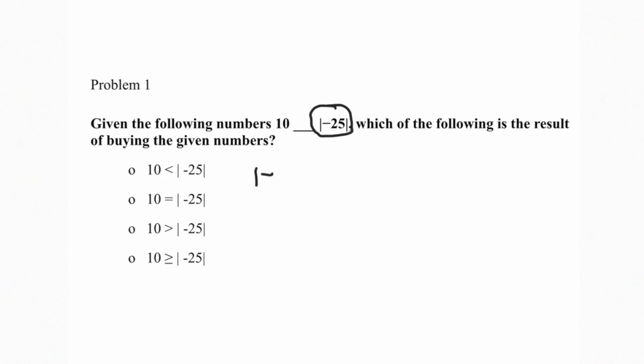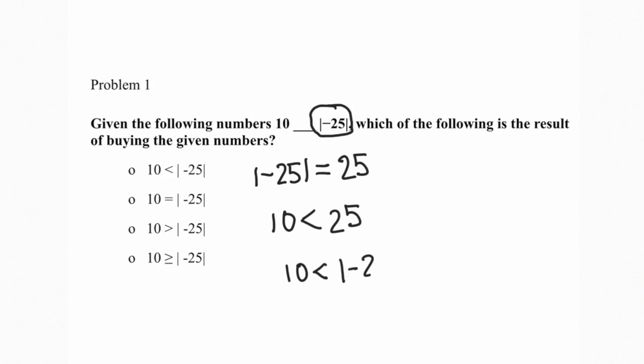We're going to convert absolute value of negative 25 into standard form. This is going to be positive 25. Now we can look at the equation as 10 blank 25. 25 is the larger number, so 10 is less than 25, or 10 is less than the absolute value of negative 25.